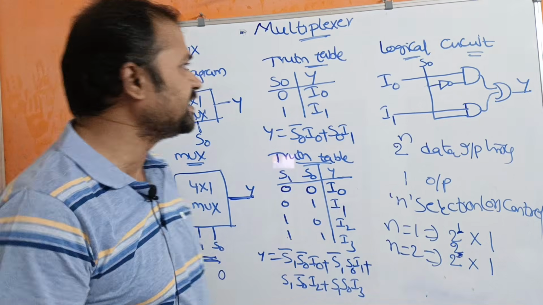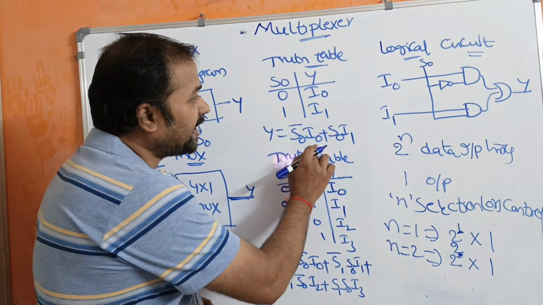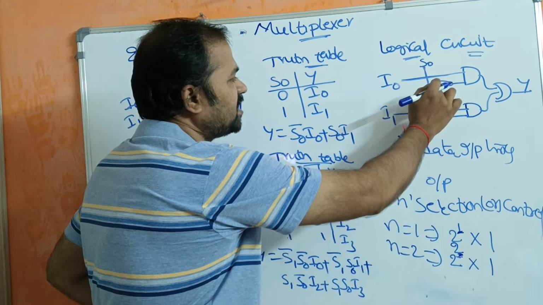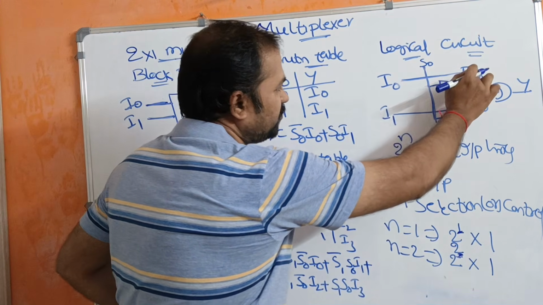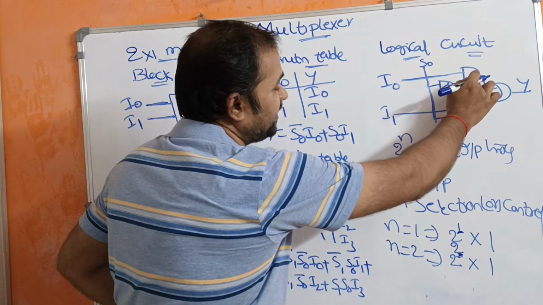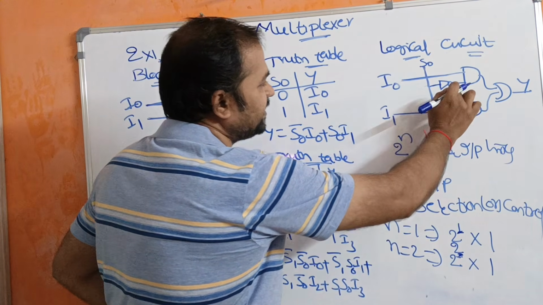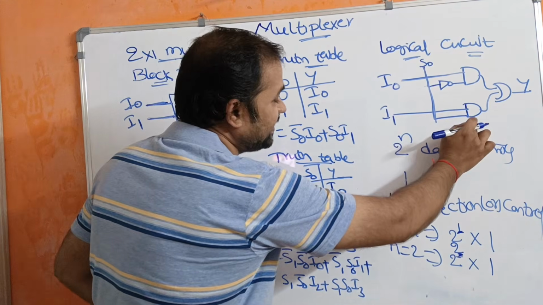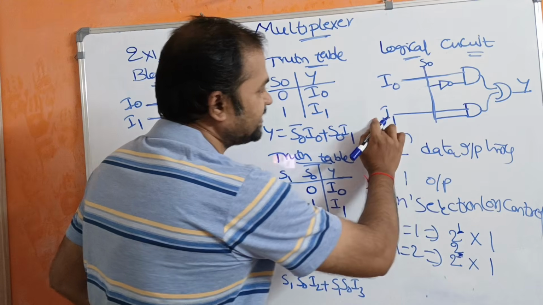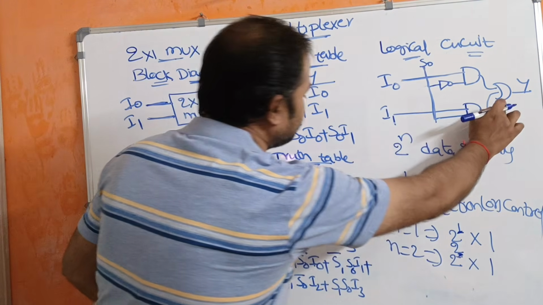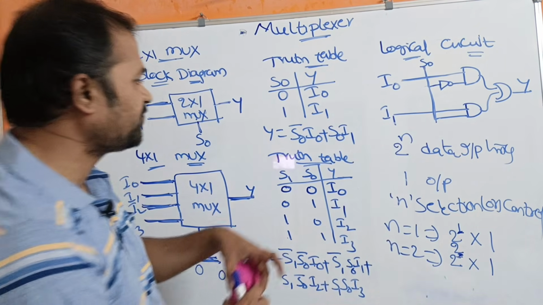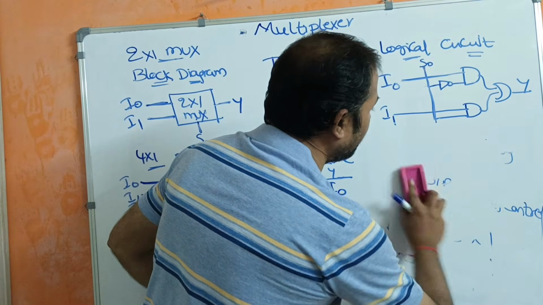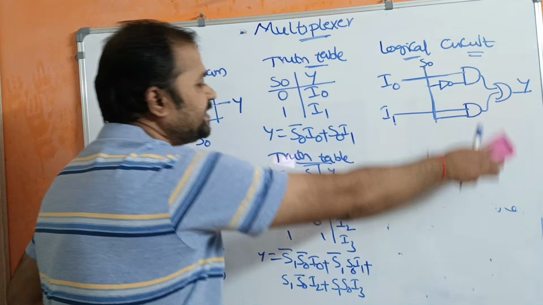Now let us see the logical circuit here. S0 bar I0: this is the I0 input, and this line represents S0. For S0 bar, we are complementing this line. The first AND gate receives two inputs: I0 and S0 bar. The second AND gate receives input from S0 and I1, that is S0 I1. Then the OR operator performs the addition. So to implement this circuit, we require two AND gates and one OR gate.